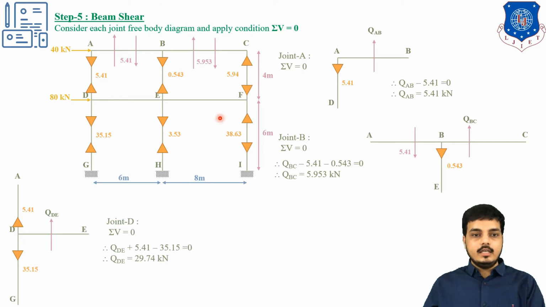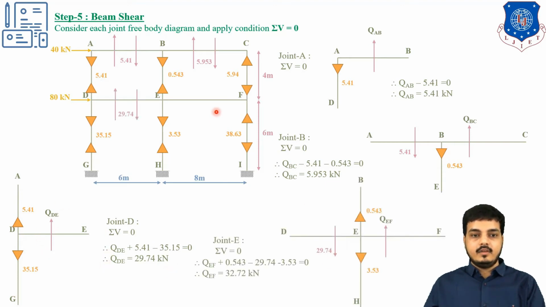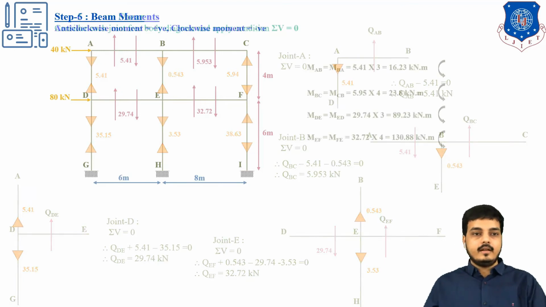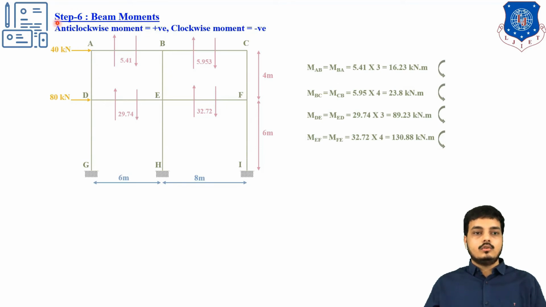Similarly, for joint D, as we have completed the upper beam, now for the story 1 beam. If joint D has been considered, these are the members D to A, D to G and D to E. Similarly, we can find out QDE, and in the same way we can find out the force in the EF member also. So we have found out beam shear. Now with the help of beam shear, we can find out beam moments. So step 6 is nothing but beam moments.